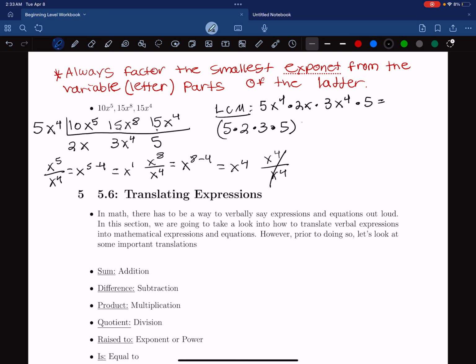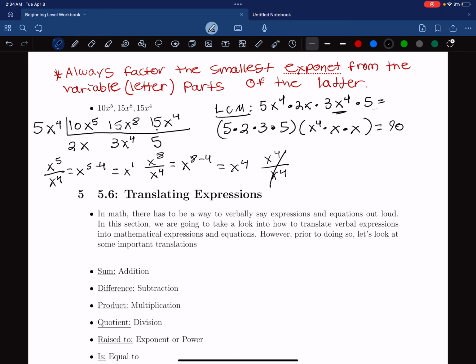So we have this. Now let's multiply our variables. We have x to the 4th right here and here. And then we're going to multiply that. We're going to multiply an x times x. And then we're going to multiply an x to the 4th. And this 5 doesn't have a variable, so we're going to close that parenthesis off. So 5 times 2 times 3 times 5 is going to be 90.